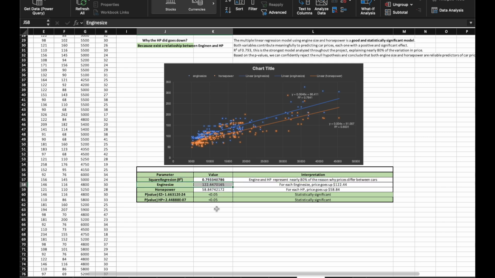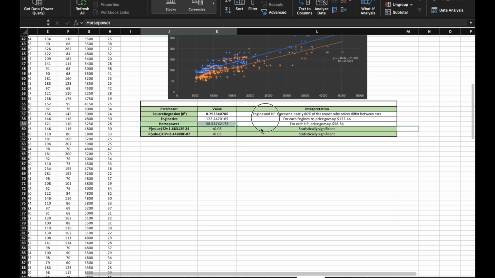is $122, which means that each unit of engine size adds $120 to the price, and it's the same for horsepower. Each extra horsepower adds $58. So that's because engine size and horsepower are related. Bigger engines make more power. When both are in the model, they share the credit.